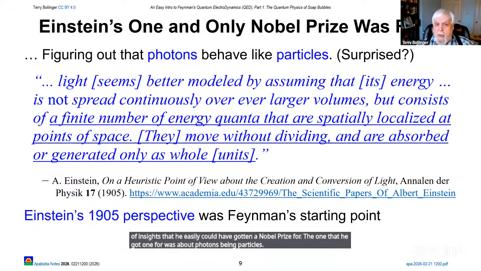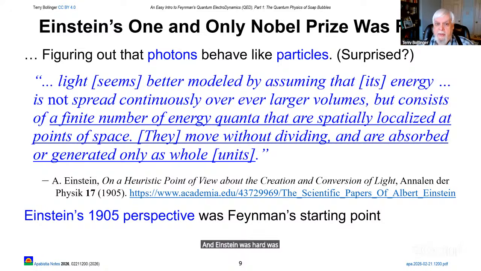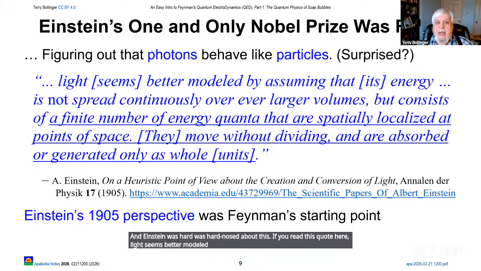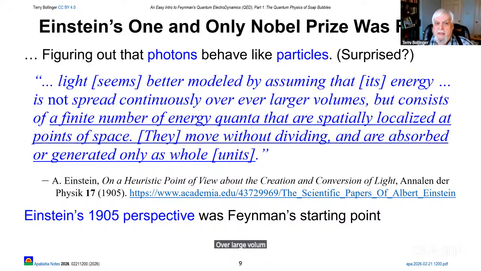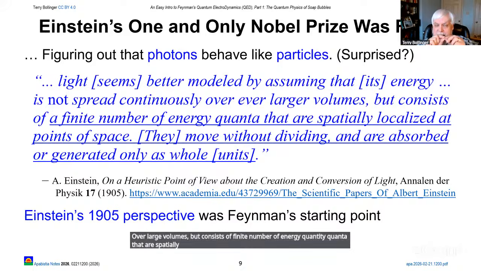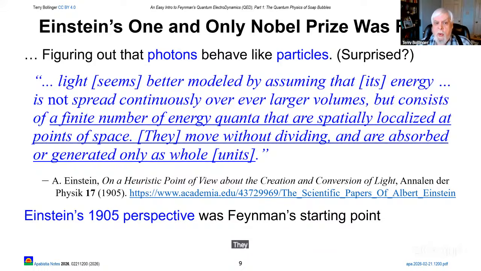And Einstein was hard-nosed about this. If you read this quote here, light seems better modeled by assuming that its energy is not, now look at that, is not spread continuously over large volumes, but consists of a finite number of energy quanta that are spatially localized. It means they're one little tiny spot. He uses the word point. They move without dividing and are absorbed and generated only as whole units.